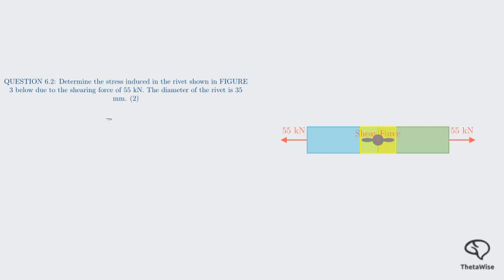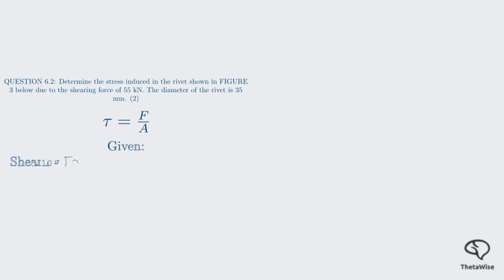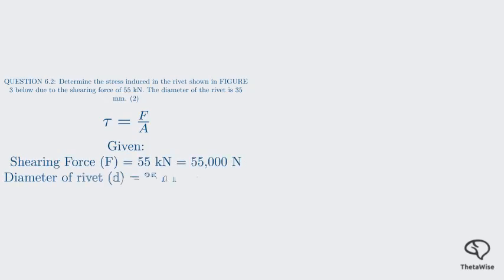The symbol for shear stress is tau, τ. The formula for it is force F divided by area A. Let's repeat that. Shear stress tau equals force divided by area. Let's list the given data. The shearing force, F, is 55 kilonewtons, or 55,000 newtons. The diameter of the rivet, D, is 35 millimeters, or 0.035 meters.